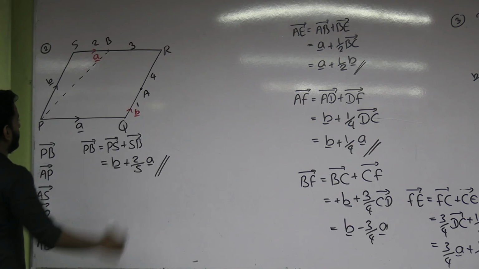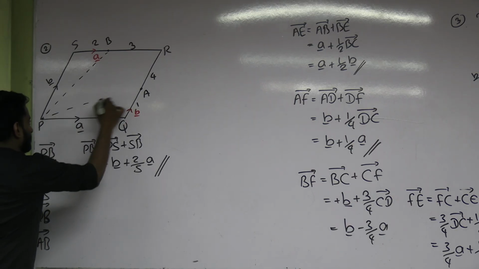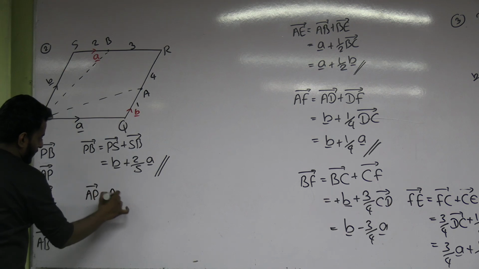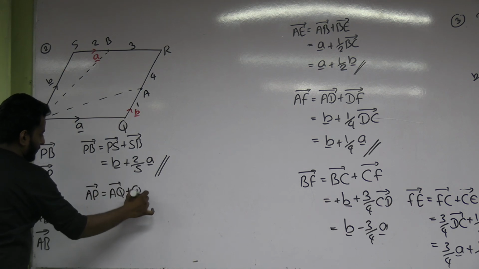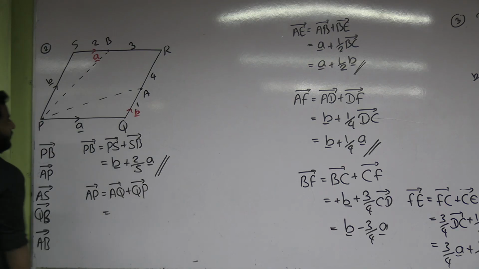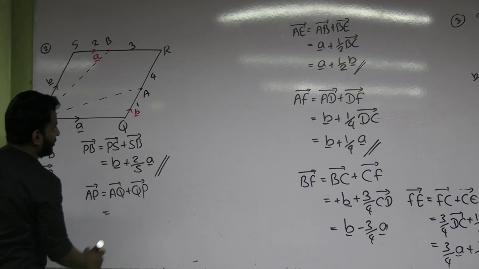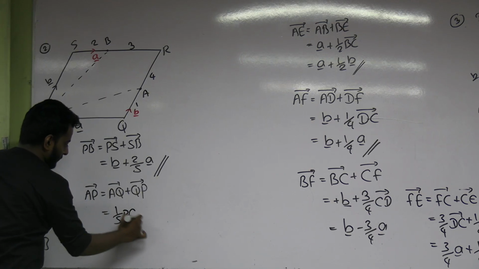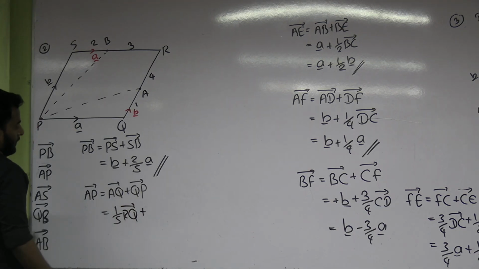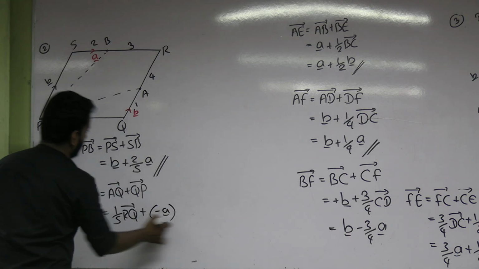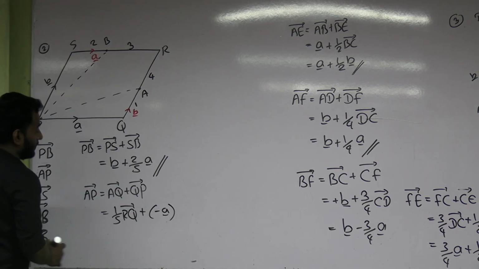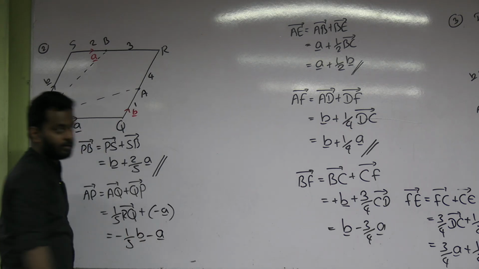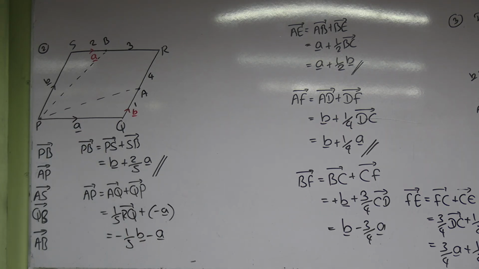And AP. So AP is equal to AQ plus QP. So AQ is a portion of RQ. The ratio is 1 over 5 RQ, plus QP is the reverse of PQ, which is minus A. So this should be minus 1 over 5 B minus A.